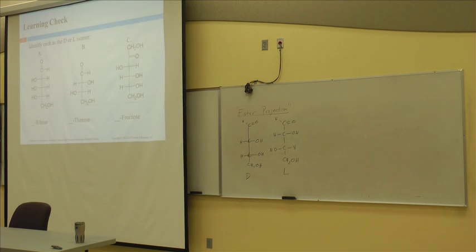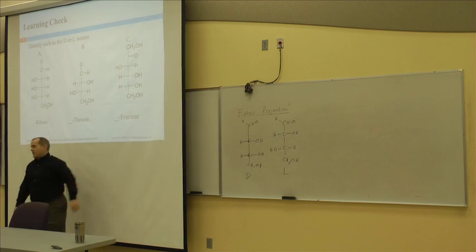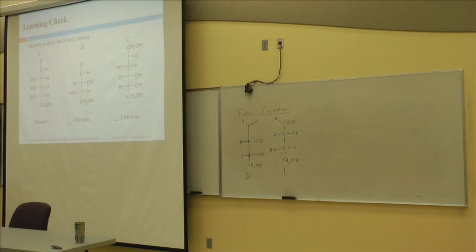I'm not a sugar chemist. But I can tell you that this one right here is L or D? L. This one is L or D? L. And this one is? D. Not hard, right? You just identify the types of sugars you're using.